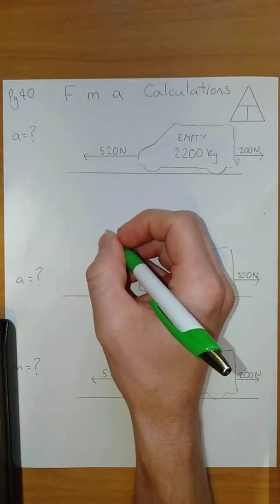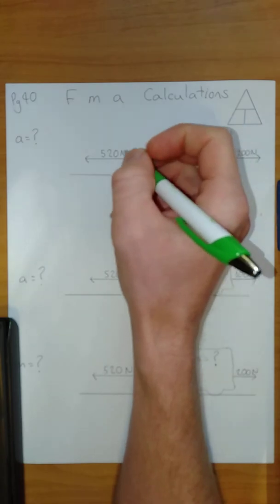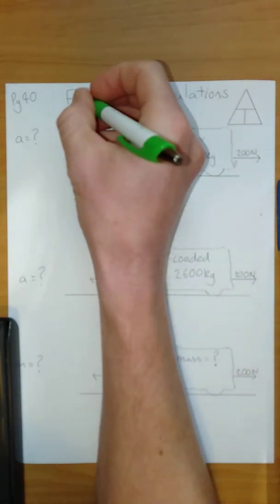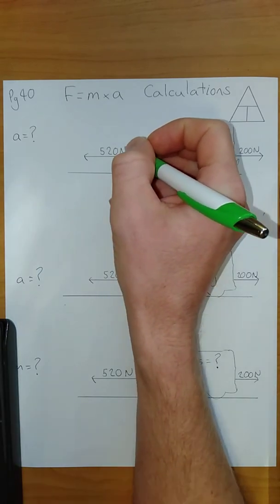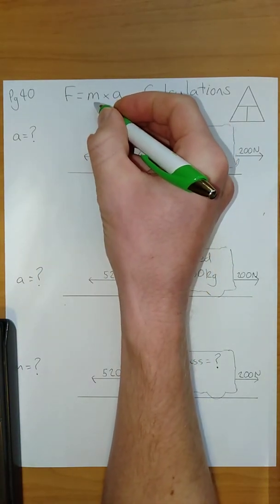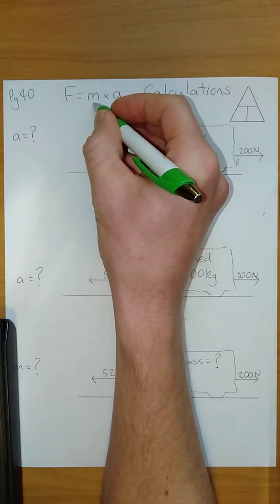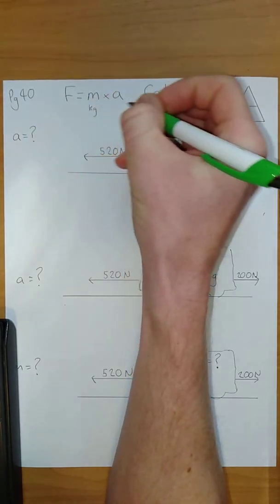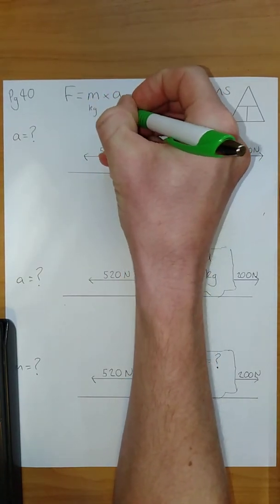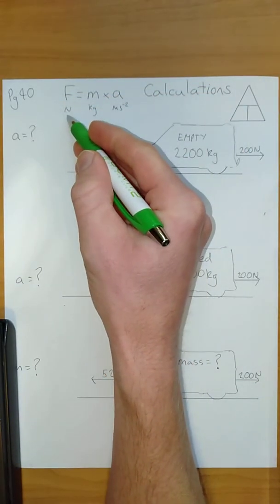Today's lesson is on force, mass, and acceleration calculations. The formula is force is equal to mass times acceleration. Mass needs to be converted into kilograms if it's not already given in kilograms. Acceleration is measured in meters per second squared (m/s²), and force will always be measured in newtons.